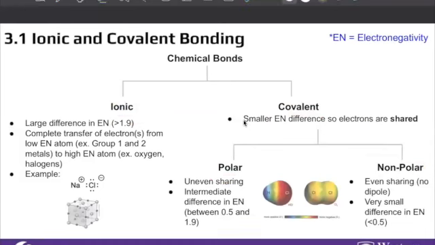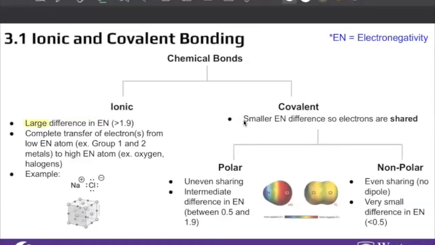So if you want a number value for that, it would be a difference of greater than 1.9. But usually in your questions, you won't be given the actual numbers. And it's just helpful to know that it's going to be a bond between an atom with low electronegativity and an atom with high electronegativity.